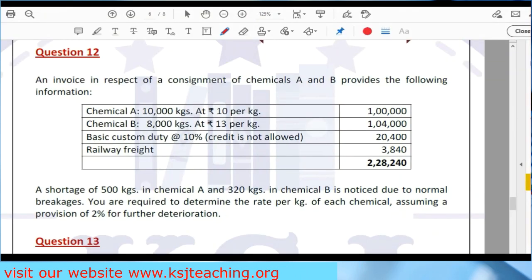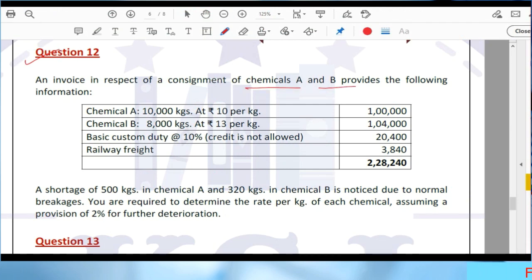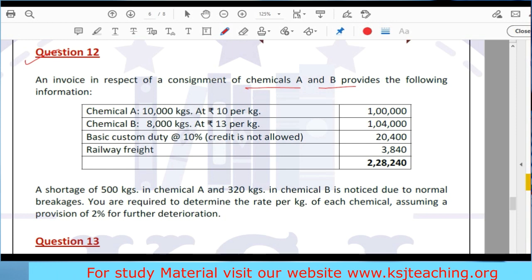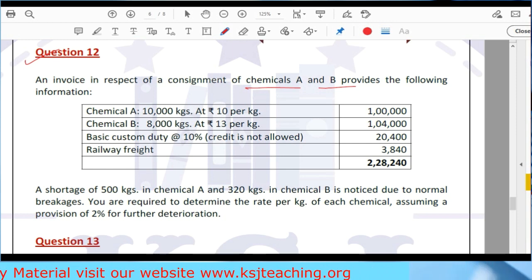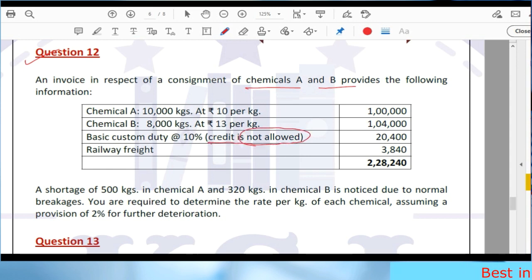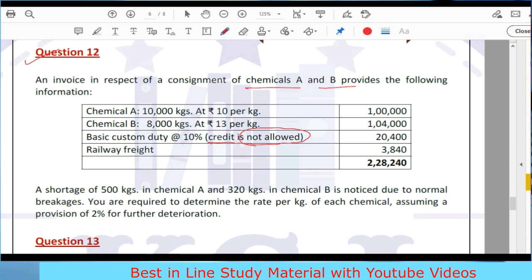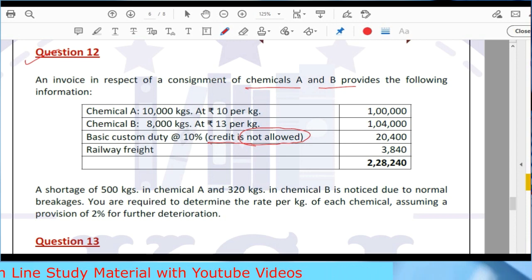Okay, sir. Let's see. Question number 12. An invoice in respect of a consignment of chemicals A and B provides the following information. Chemical A 10,000 kg at the rate of 10 per kg, 1 lakh rupees. Chemical B 8,000 kg at 13 per kg, 1 lakh 4,000. Basic customs duty at the rate of 10%. Credit is not allowed. See, they have specifically mentioned that credit is not allowed. 20,400. Railway freight, 3,840. Total cost is 2,28,240.